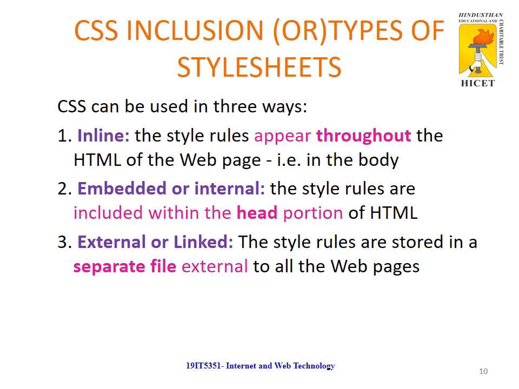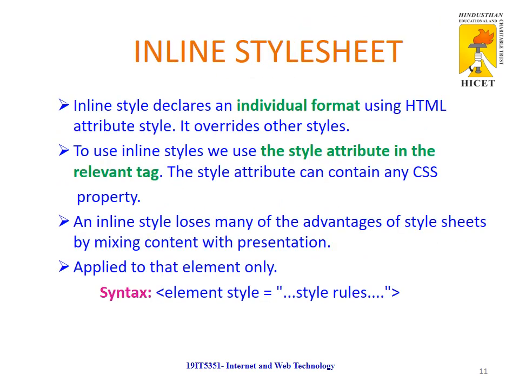The third is the external style. Here the styles are stored separately in an external file, which is linked with our main program. These are the three types of cascading style sheets. Coming to our first type, the inline style sheet. In the inline style sheet, we declare our style in each and every line.